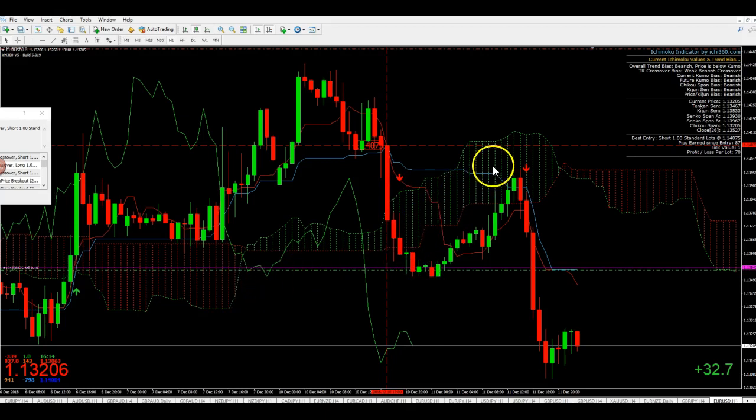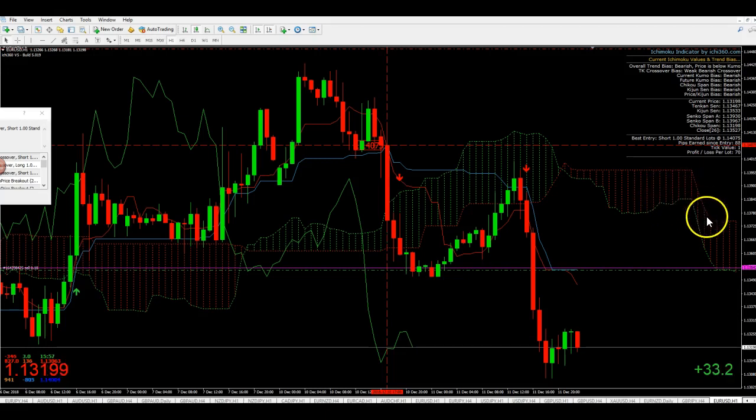Now, this is the Kumo. This green is otherwise called the cloud. This is part of the Kumo. This is reddish here, or maroon, which obviously indicates that it's going to be bearish. The sentiment is bearish in the future. Here, where we entered the trade, it was green. You can see the cloud, or the Kumo, was green, so it was bullish, and before then it was bearish.